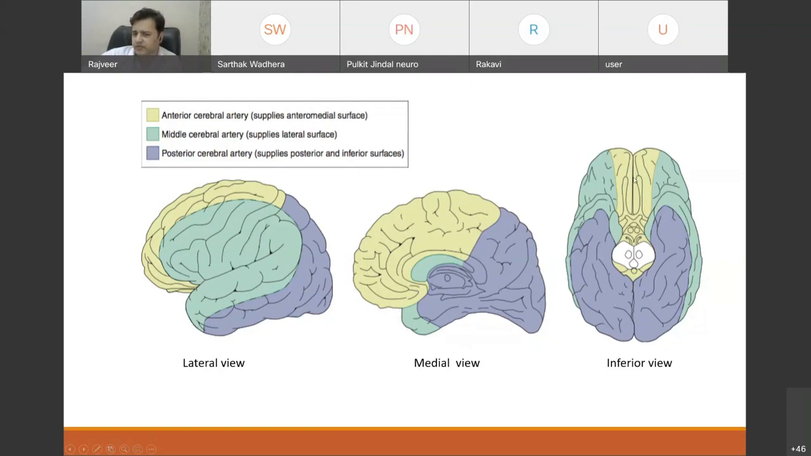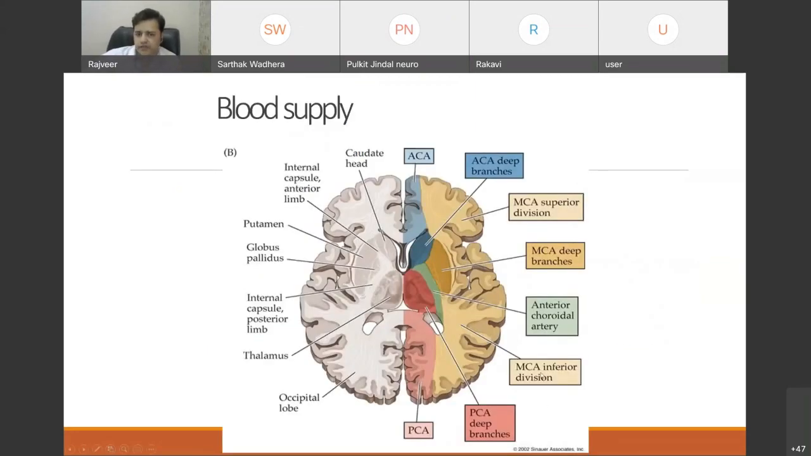And this is the inferior view, the same: anterior cerebral artery medially, MCA laterally, and posteriorly this is PCA. So you should have an idea about these territories. And if you see the axial section, again, in this area, the medial part of the frontal lobe and parietal lobe, the blue area, is supplied by the anterior cerebral artery, then the rest of the frontal and parietal lobe is supplied by the MCA, and then the occipital lobe and medial temporal lobe are supplied by the PCA.